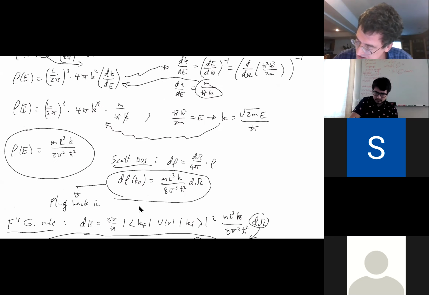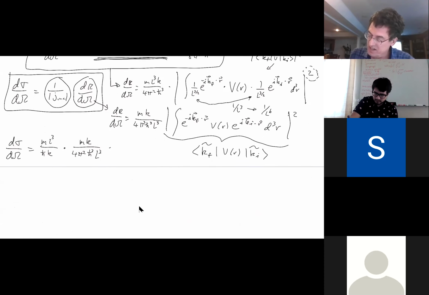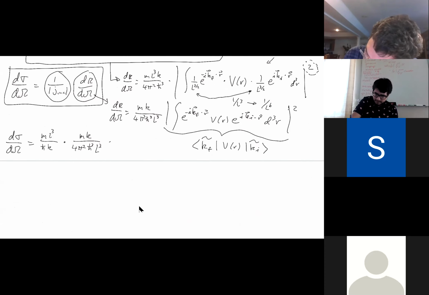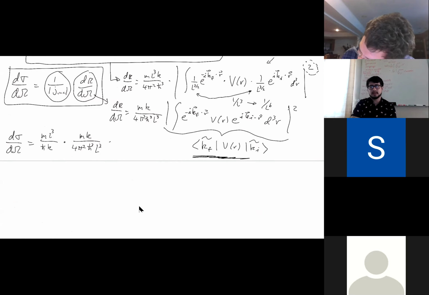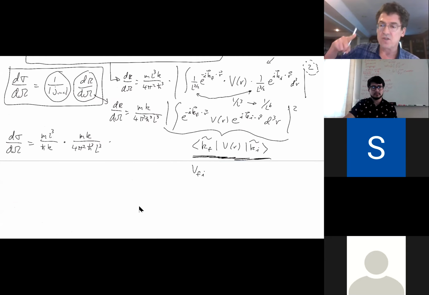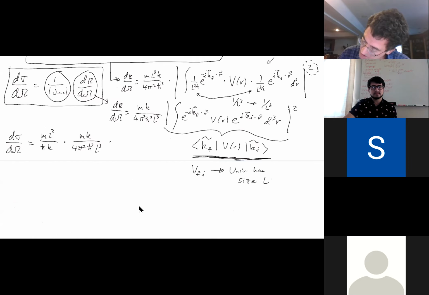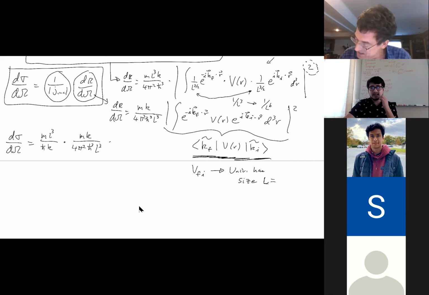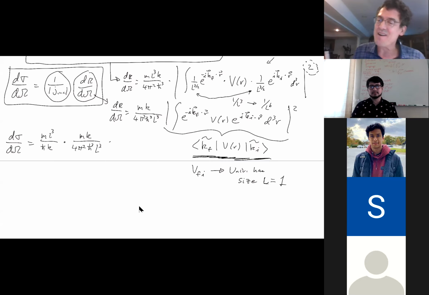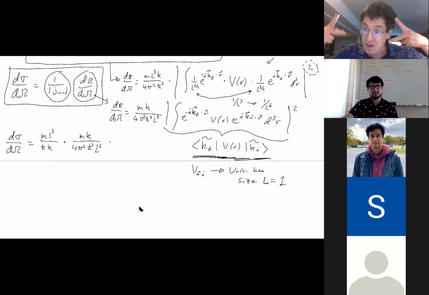Okay, now let's go back to here. The thing about this tilde is that this is my matrix element for my initial state scattered into my final state, but it's when the universe has size L equals what? 1. Yes. Because I took the length out. So now that's basically the matrix element if the universe had size 1. Okay? It's just a mathematical thing.